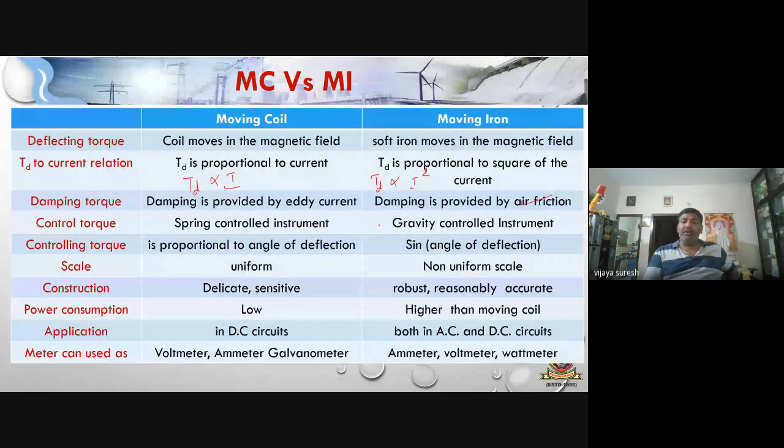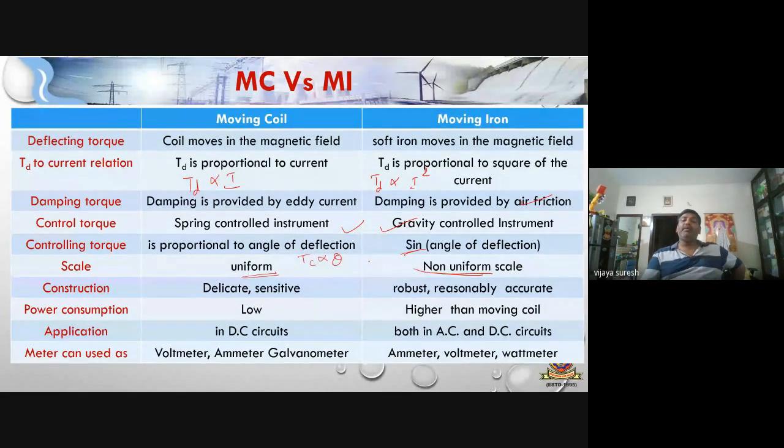Spring control is used for MC meters, and gravity control can be used for MI instruments. Control torque is proportional to the angle of deflection, TC is proportional to theta. Whereas here, the angle of deflection is in terms of sine angle, so nothing but instantaneous values like that we can say. We have a uniform scale in case of MC and a non-uniform scale in MI. Construction: MC meters are delicate as well as sensitive, whereas MI instruments are robust and reasonably accurate.